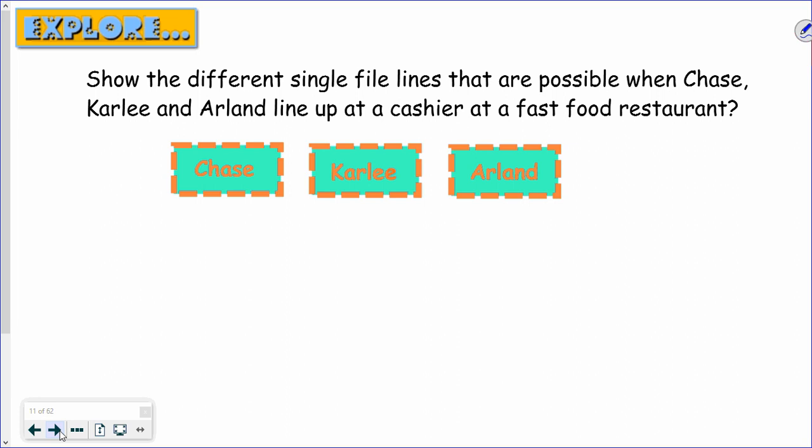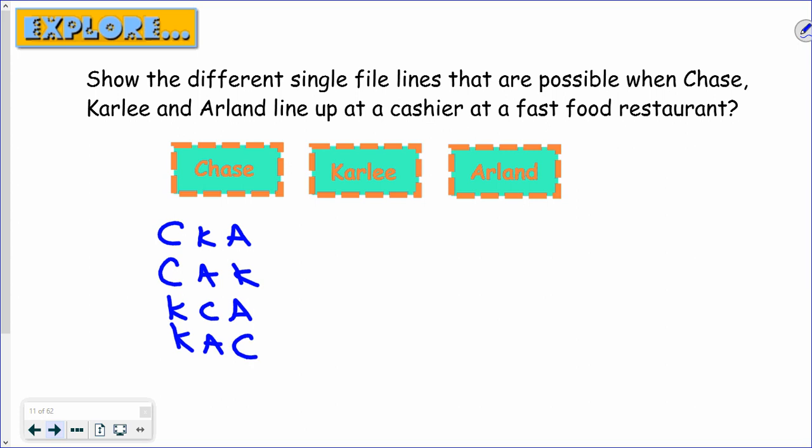So here's our first example. It says, show the different single-file lines that are possible when Chase, Carly, and Arland line up at a cashier at a fast food restaurant. So how many different ways could they line up? Let's do it with a list. So it could go Chase, Carly, Arland. It could go Chase, Arland, Carly. It could go Carly, Chase, Arland, Carly, Arland, Chase. It could go Arland, Carly, Chase, Arland, Chase, Carly. There are 6 ways.